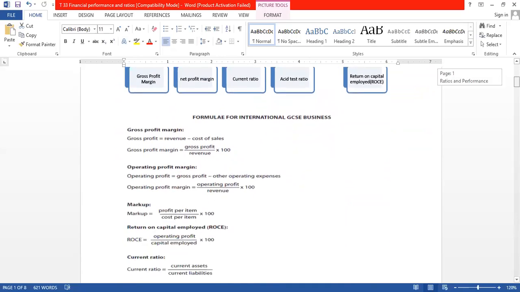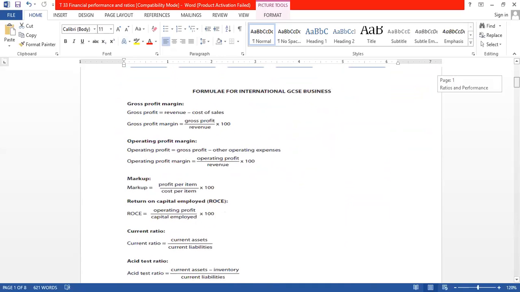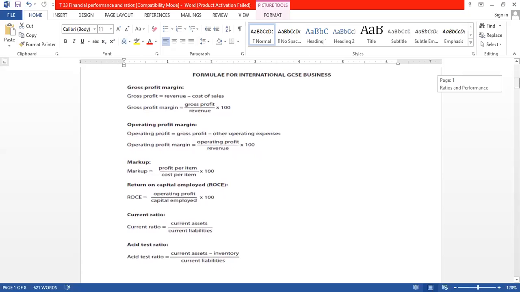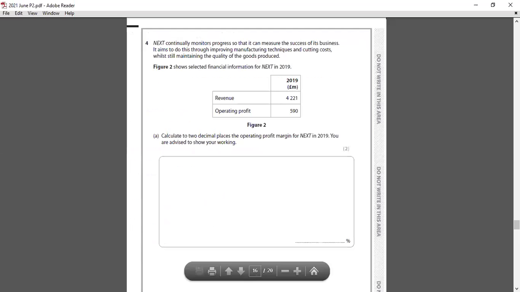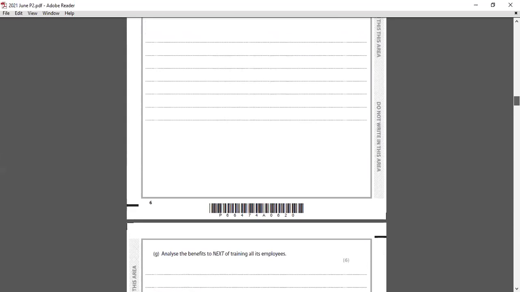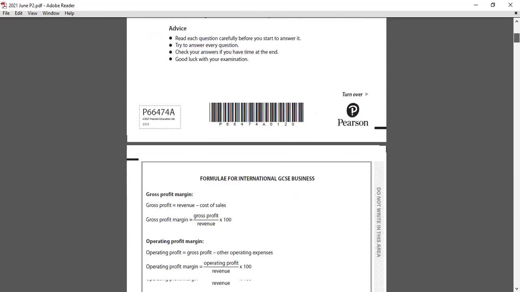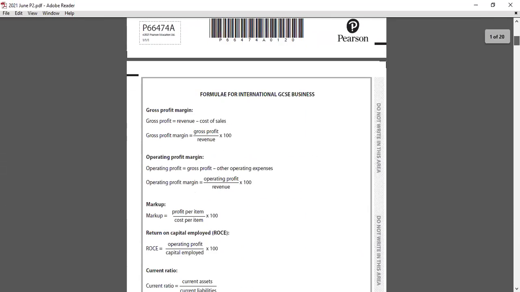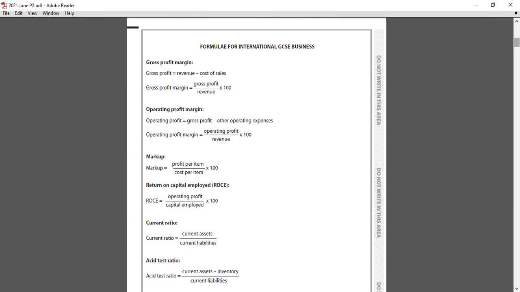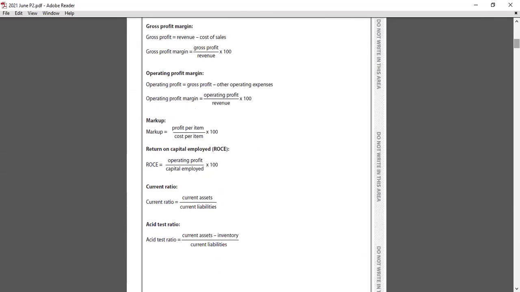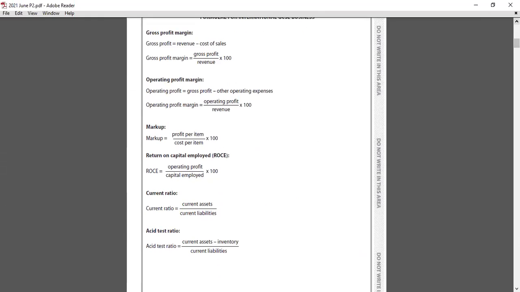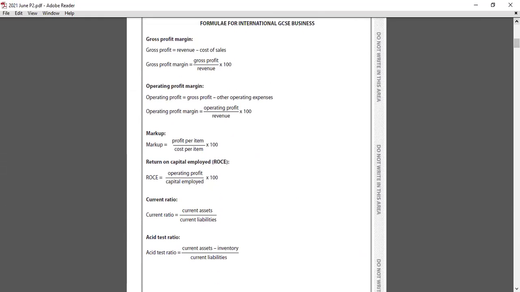So this is the formula sheet for the IGCSE. In our business paper, usually they give these formula sheets like this in the beginning. I'll show you one of the IGCSE papers. This is one of the past paper questions, the June 2020 paper. Here you can see this paper is Investigating Large Business. After the cover page, the second page is the formula sheet. In the formula sheet, you are getting all the financial ratio formulas. No need to memorize these things.